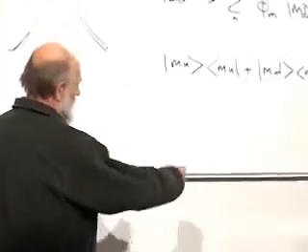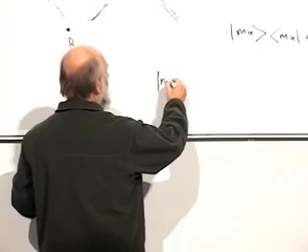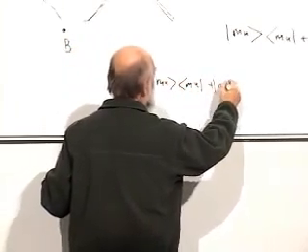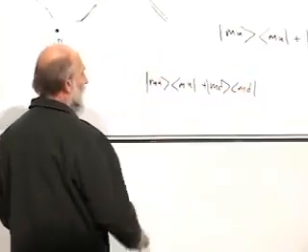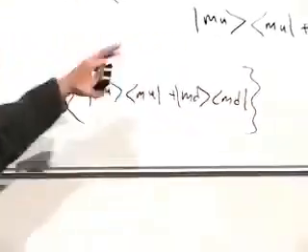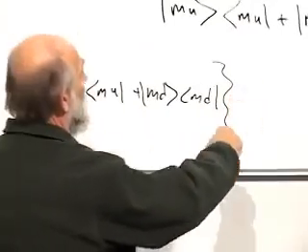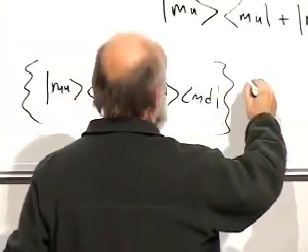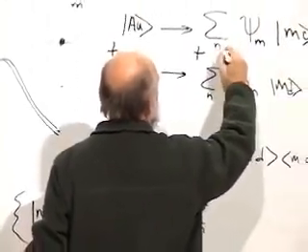All right, let's bite the bullet and do the whole thing. M up, I need more room. M up plus M down, M down. That's the projection operator. Let's put something around it. Now we take the state vector. The state vector is the sum on n. Oh dear.